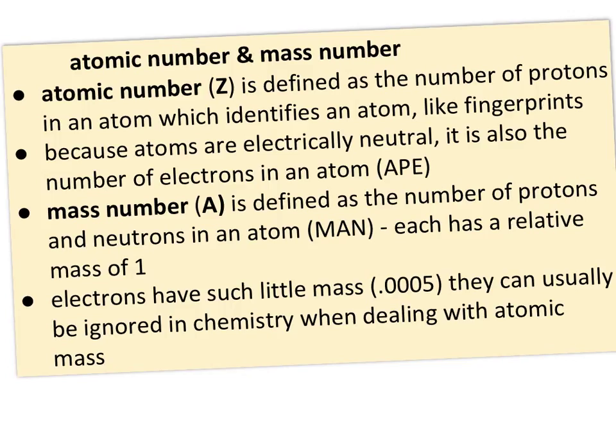If you have 6 protons, it's a carbon atom. If you have 8 protons, it's an oxygen atom. Because atoms are electrically neutral, though, it also identifies the number of electrons if it's a neutral atom.